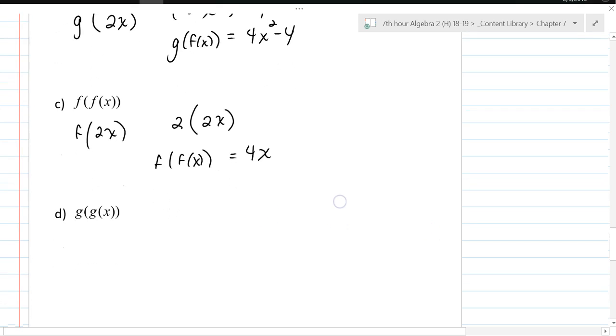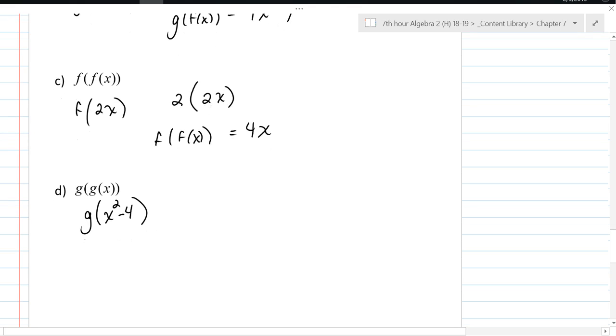Okay, and lastly, I'm going to do g of g of x. So I'm going to start with the inner function. I'm going to rewrite what the inner function is. The inner function is x squared minus 4. So I want g of x squared minus 4, which means I'm going to write the g function, x squared minus 4. But notice I don't write x. Instead of an x, I'm going to leave it blank, and I'm going to replace it with what the inner function is, x squared minus 4.